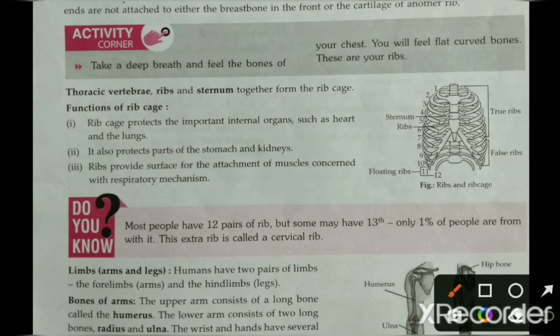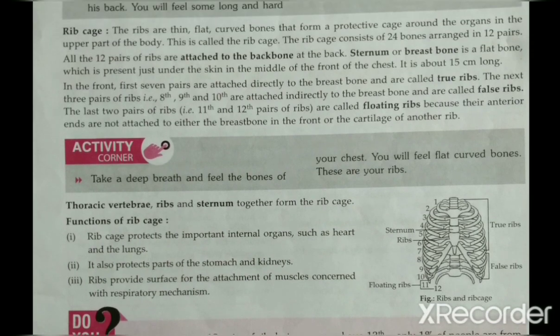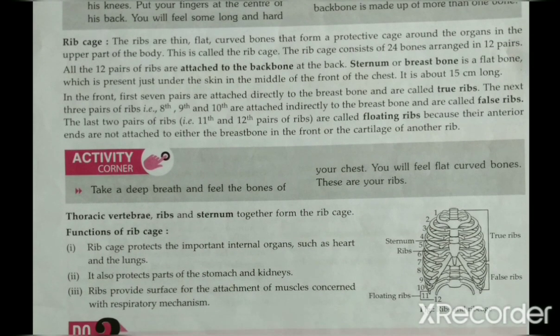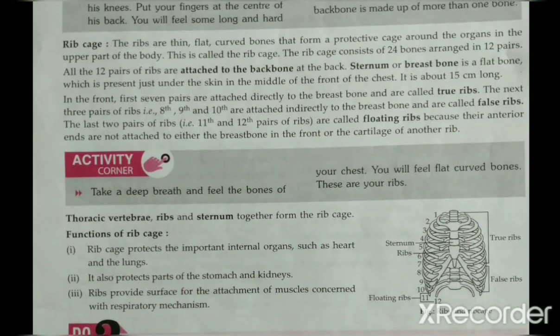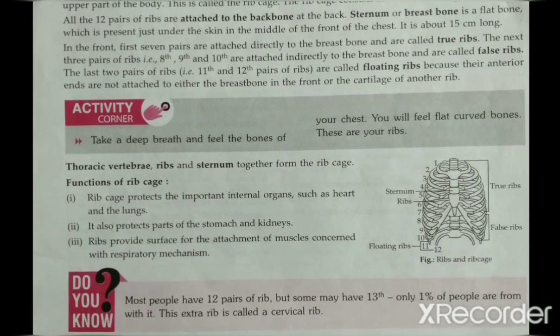Okay, most people have 12 pairs of ribs, but some may have a 13th also. So 1% of people are found to have a 13th pair of rib, which is called the extra rib or cervical rib. Okay, that's all about the axial skeleton. So far we have learned the skull, vertebral column and the rib cage. We'll see the part 2 video of body movements about the appendicular skeleton.